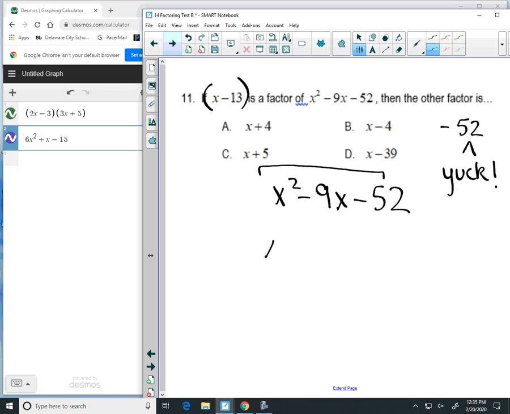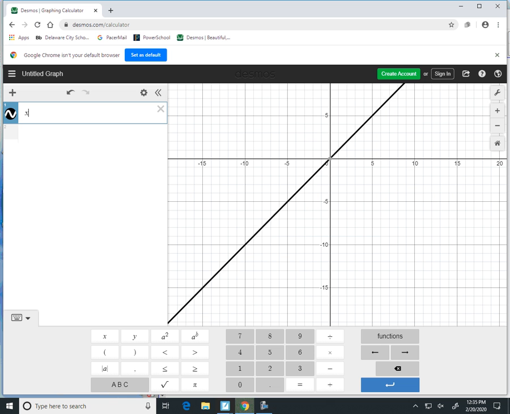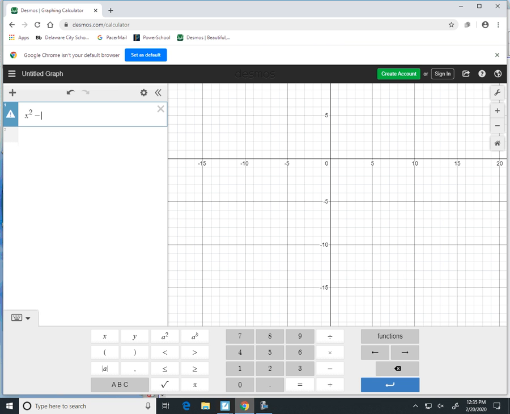We know that x minus 13 is going to be one of these factors. We just have to figure out what's going to go in that other set of parentheses. But we do know what our standard form is. So that's what I'm going to put in over here first. X squared minus 9x minus 52. Okay, so here's standard form.